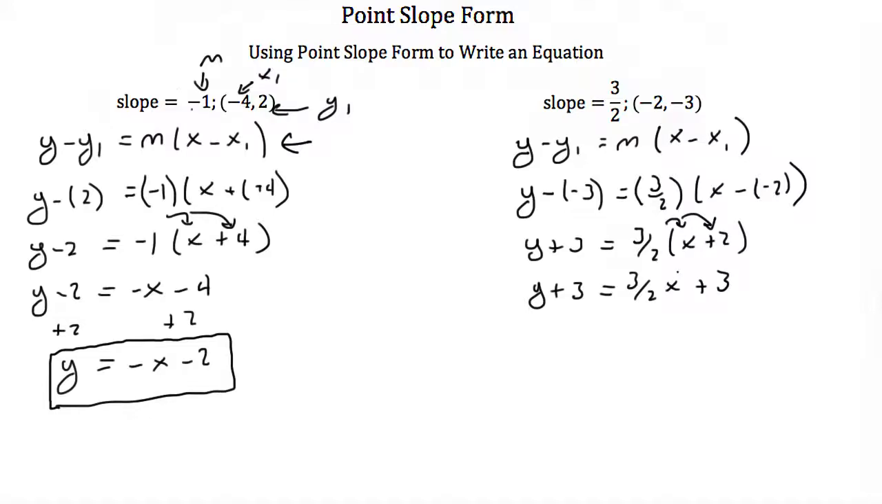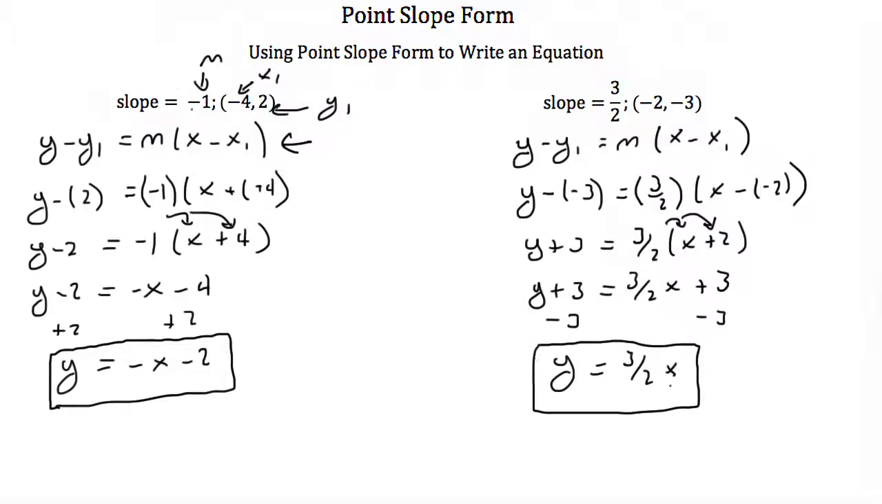And I'm going to subtract 3 from both sides, and we're going to get y is equal to 3 halves x. So here's our equation, again in slope-intercept form, and we got this from using our point-slope form.